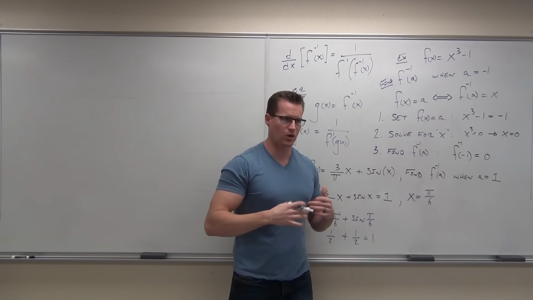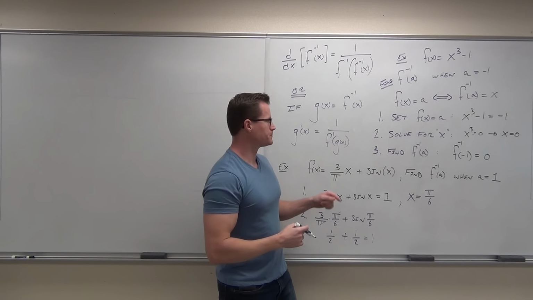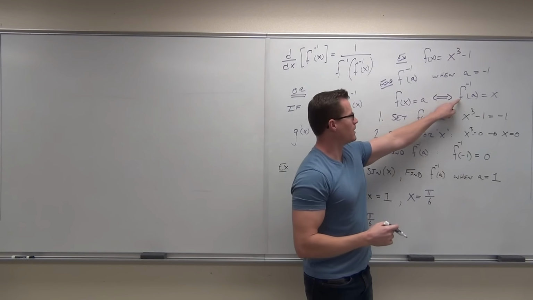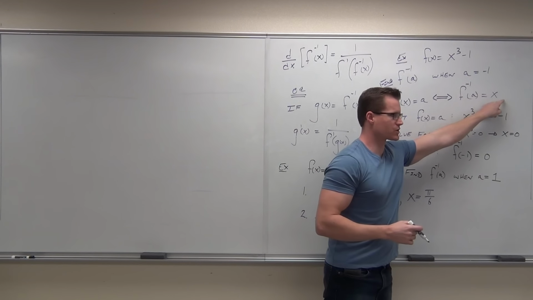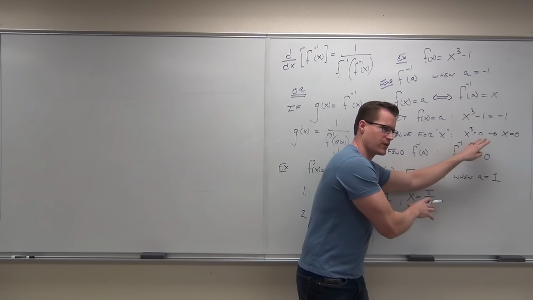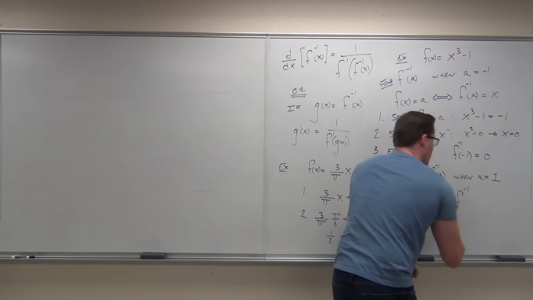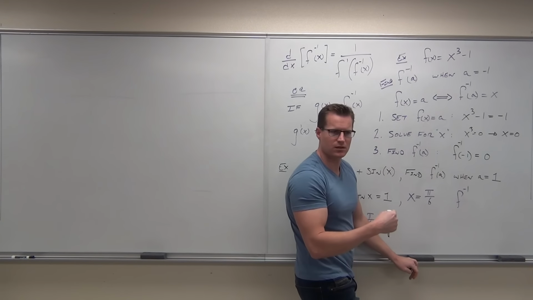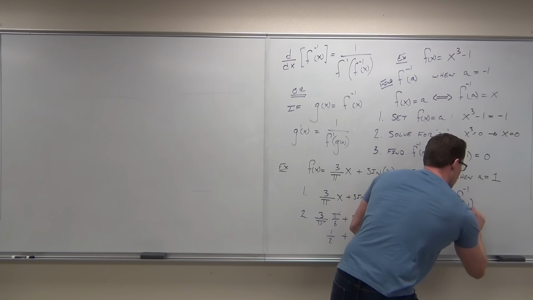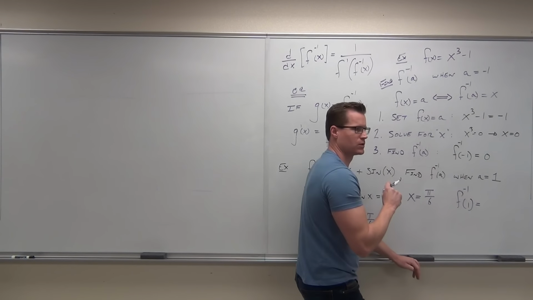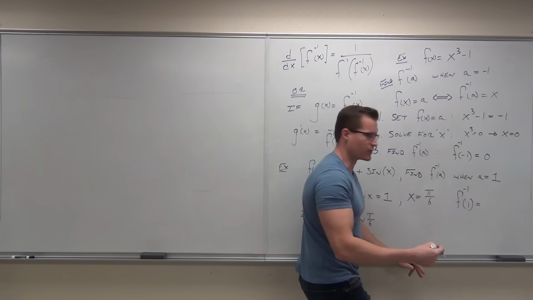Now, let's just put it all together. Remember that f inverse of a equals x, whatever x you just found here. So what we'd show this as is f inverse of what? What's our a? 1. Equals pi over 6. That's the idea. That's working with inverses.